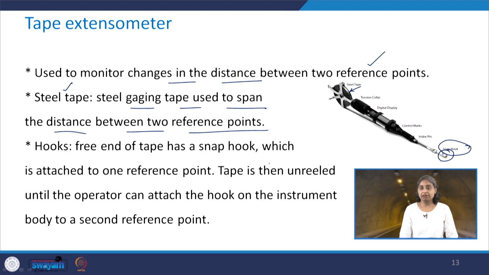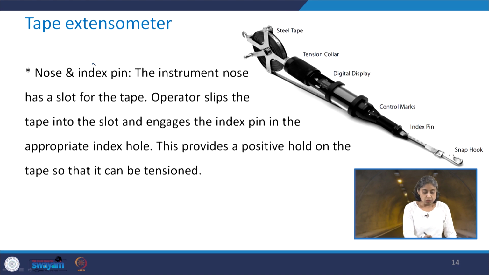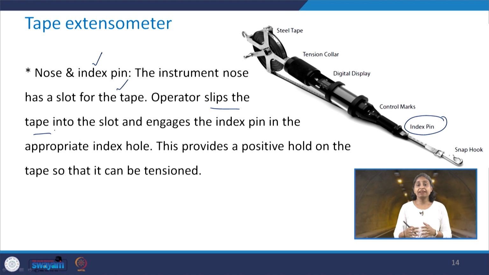This is attached to one reference point, and then the tape is unreeled until the operator can attach the hook on the instrument body, which you can see here, to the second reference point. So basically you have two reference points: you fix this snap hook to one reference point, then unreel the tape and attach this hook to the other reference point. There is the nose and the index pin, which is here. The instrument nose has a slot for the tape. The operator slips the tape into the slot and engages the index pin in the appropriate index hole.